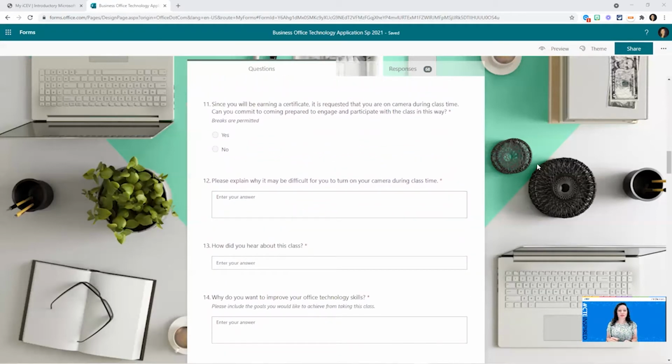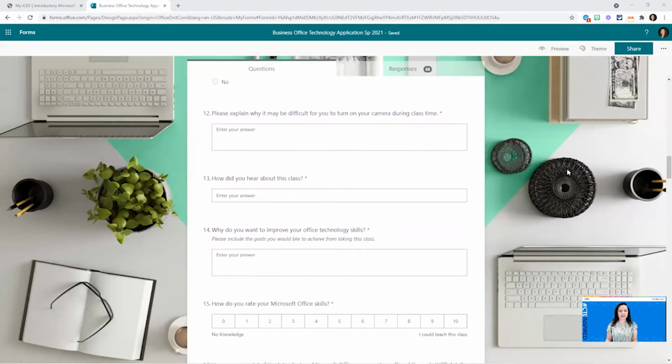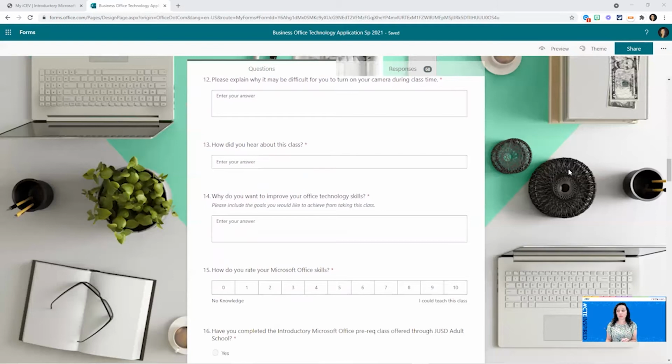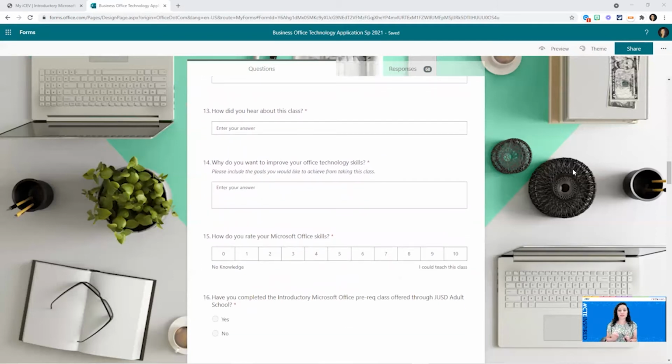All right, so the next things that I wanted to talk about are things that are important for marketing purposes. 13, 14, and 15 are for marketing, like specifically, right? So 13 is, how did you hear about this class? 14 is, why do you want to improve your Office technology skills? And 15, how do you rate your Microsoft Office skills? So why is this important for marketing?